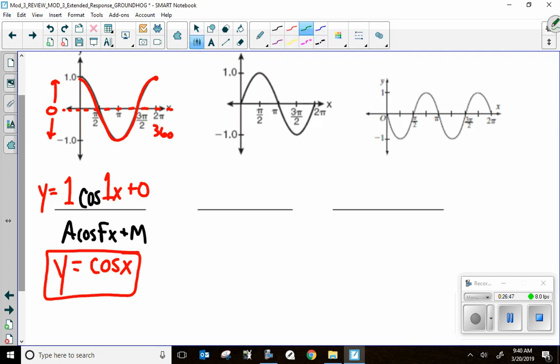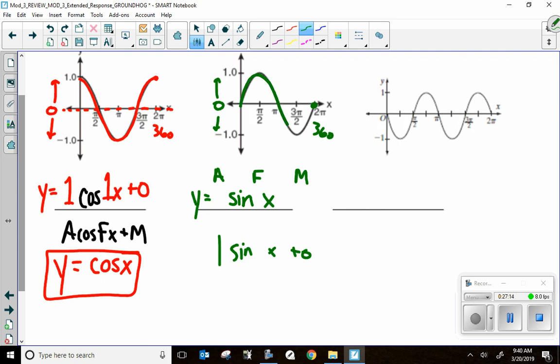Same deal. Oh, it's a positive sine, so I know it's going to be y equals something sine of x. And I have an amplitude and frequency. Here's my midline. My midline is 0, so I'm going to have sine of x, with plus 0 in the back. My amplitude goes up 1 and down 1, so that's 1. And my frequency, how many sine curves in 360? I only see 1. So it's 1 sine of 1x plus 0. So it's really just going to be written like this, y equals sine of x.